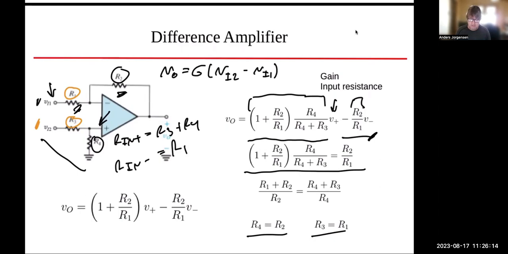So for the difference amplifier, not only are the input resistances not really big, but they're also not equal. And that is a big disadvantage of the difference amplifier. To solve that problem, we're going to look at another amplifier, which is called the instrumentation amplifier, but that is going to be in a different presentation.